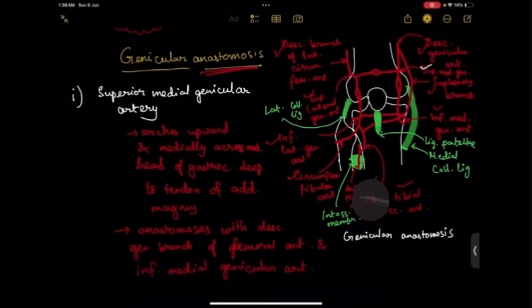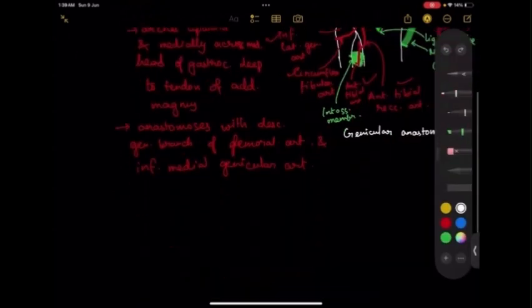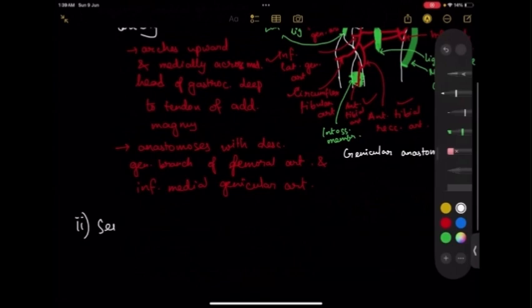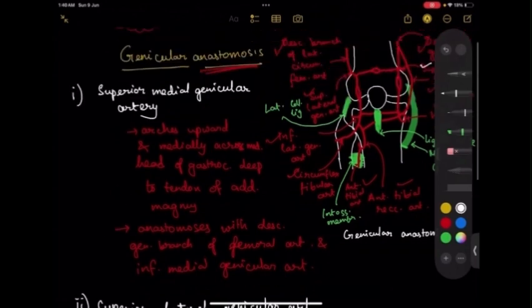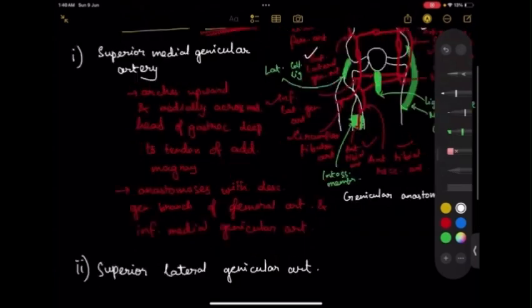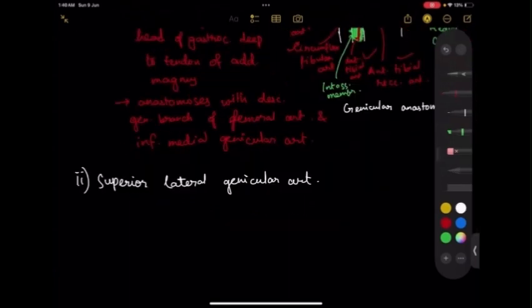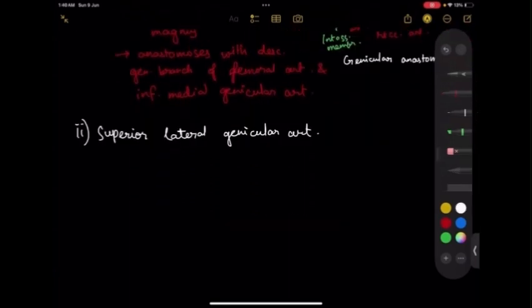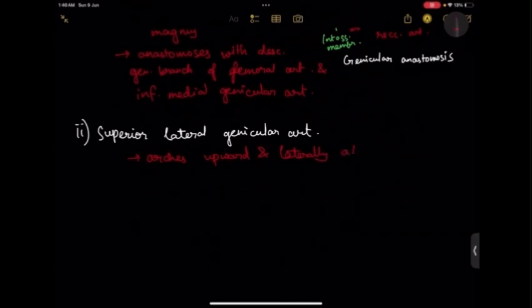Next is the superior lateral genicular artery. So definitely we're talking about this one. Let's switch to the red color. Red is the color of blood, so we're talking about arteries. That's why I'm writing in red. It's kind of interesting. It arches upward and laterally across the lateral head of gastrocnemius. This is a short form, of course.